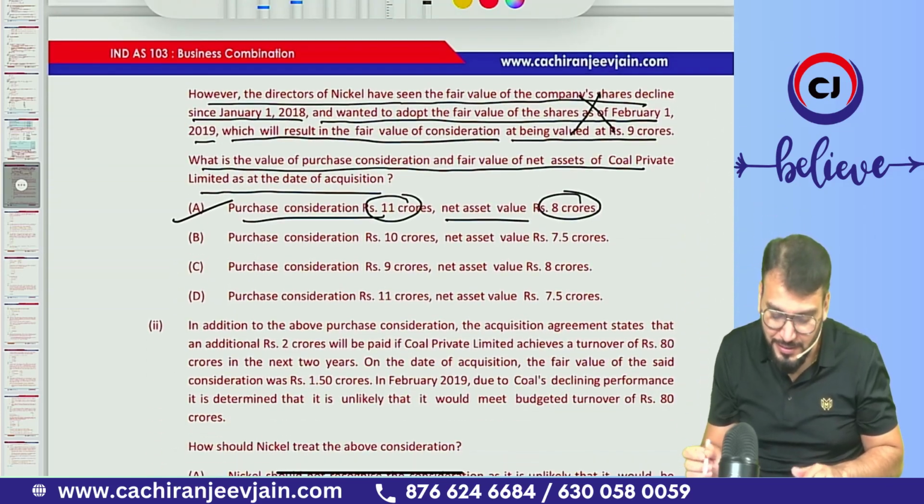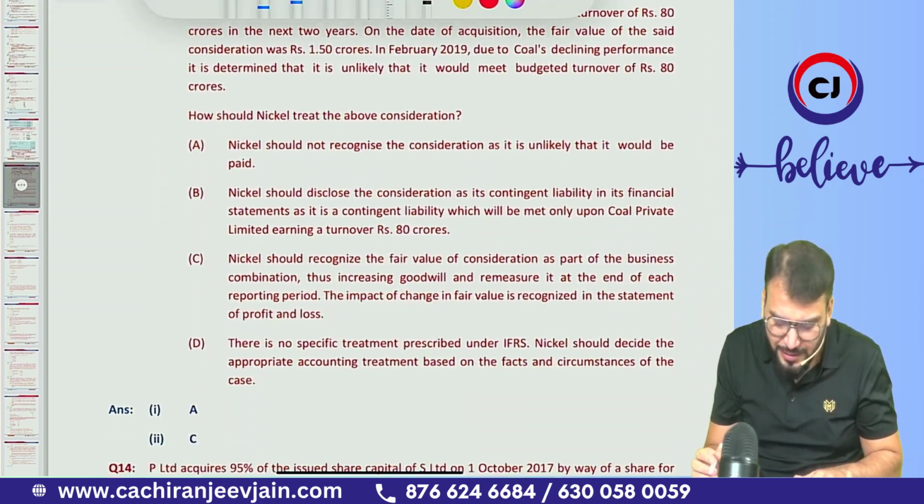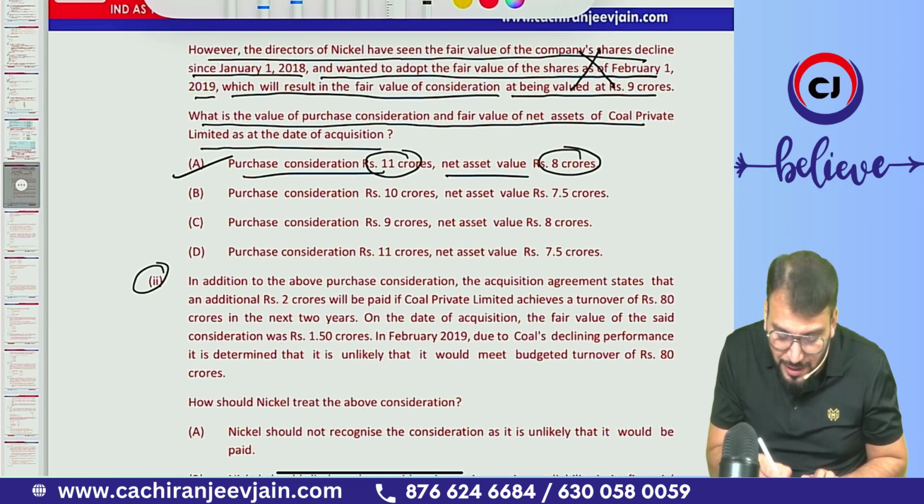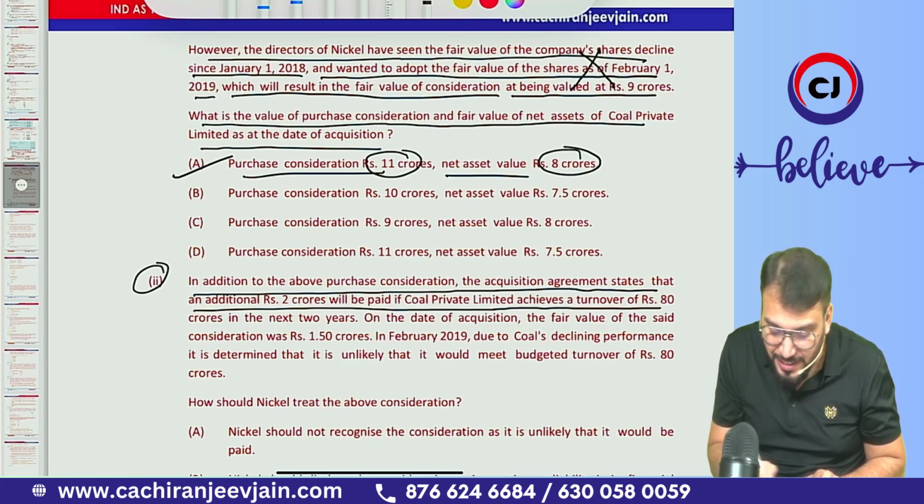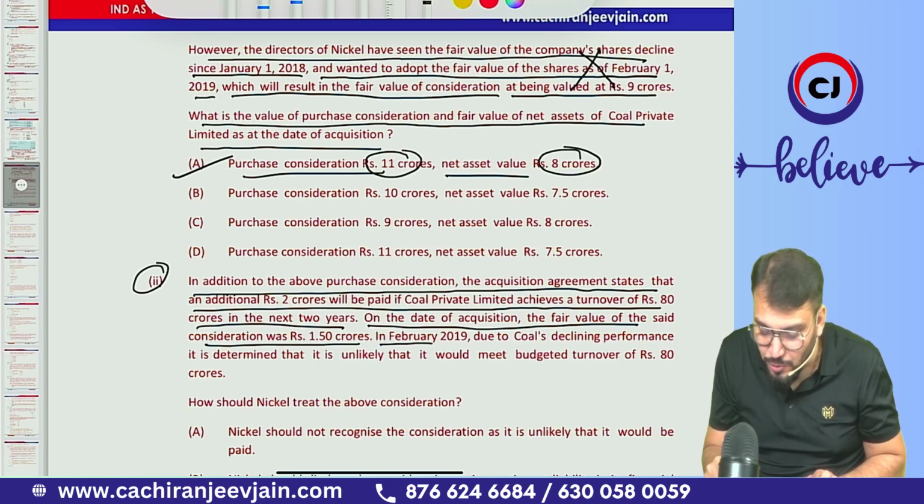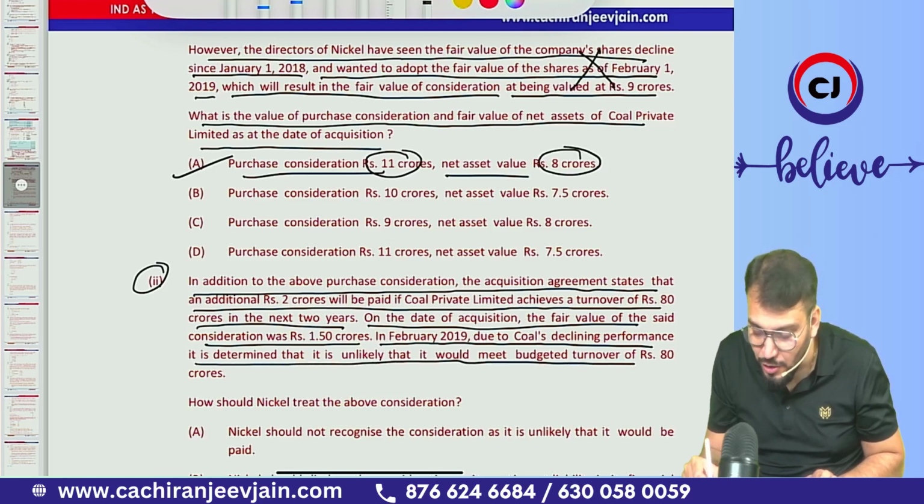Got this point? Yes, sir. So option number A is only correct. Point number 2: in addition to the above purchase consideration, the acquisition agreement states that an additional 2 crore will be paid if Coal Private Limited achieves a turnover of rupees 80 crore in the next 2 years. On the date of acquisition, the fair value of said consideration is 1.5 crore. In Feb 2019, due to Coal's declining performance, it is determined that it is unlikely that it would meet the budgeted turnover of 80 crore.